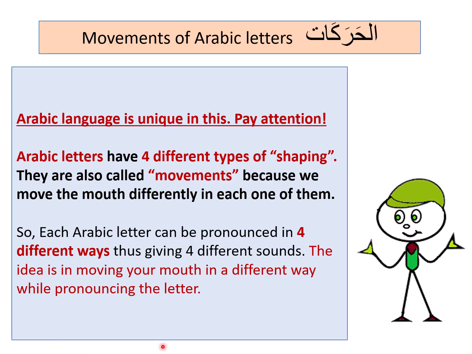The Arabic language has a unique thing: we can put a shape or a sign on a letter to make it sound differently. So we have four different types of shaping to give four different sounds. We call them movements also. We move the mouth differently to produce each one of them, and we will describe that in the coming slides. Pay attention to the coming section as it is unique in the Arabic language.